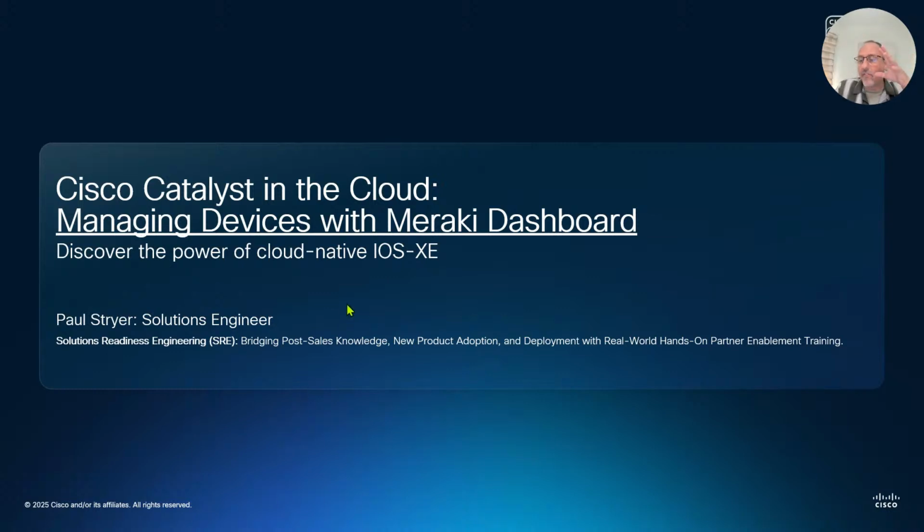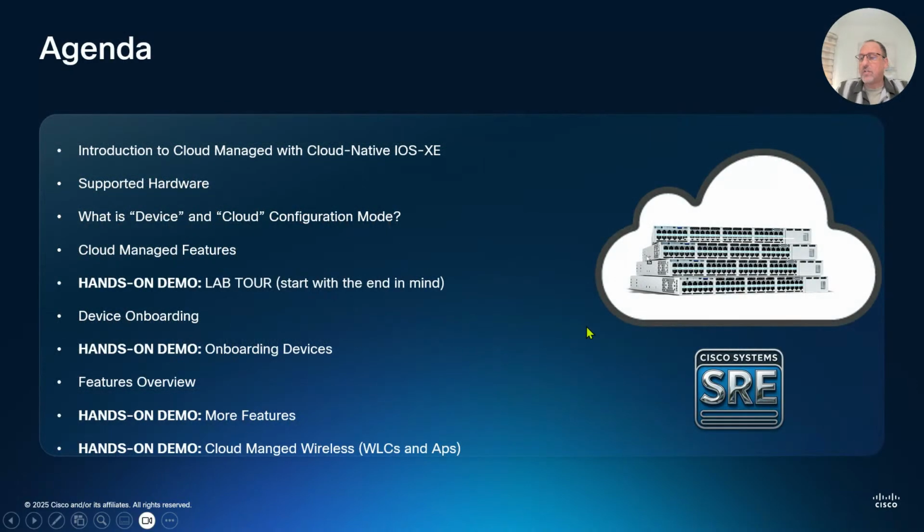And again, this is Cisco Catalyst in the cloud. So today, in this agenda, we're going to talk about what is cloud managed. We're calling it cloud managed as the overall encompassing name for this whole thing that we're going to be doing today. We're going to be using Catalyst switches with cloud native IOS XE. We'll explain what that is in a few minutes as we go through.